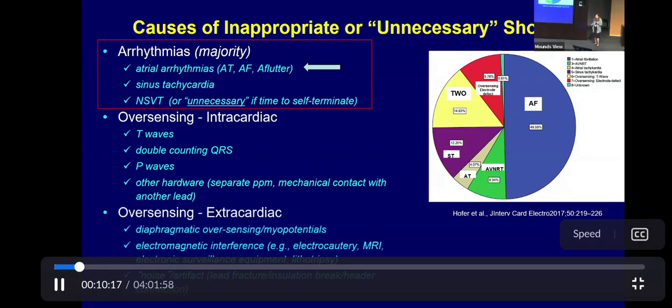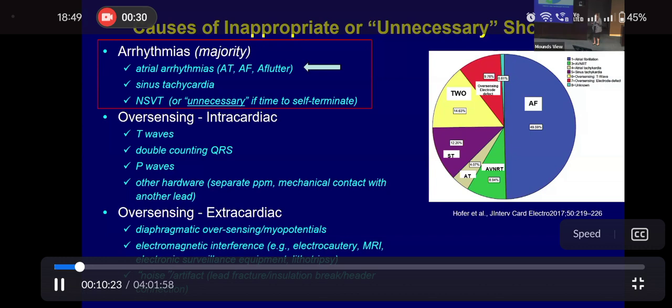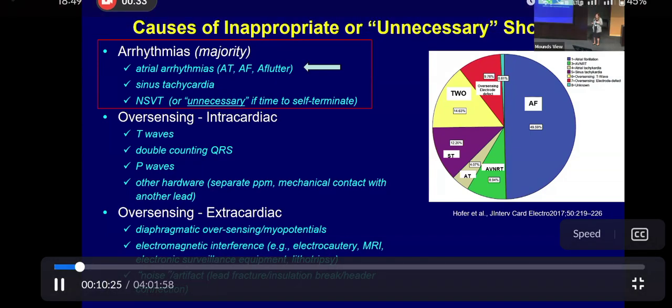And then oversensing of extracardiac signals, things like the diaphragm, myopotentials, and EMI from external things like electrocautery, or noise or artifact from lead problems, lead fracture, insulation problems, or a problem if the screw isn't tight enough in the header.